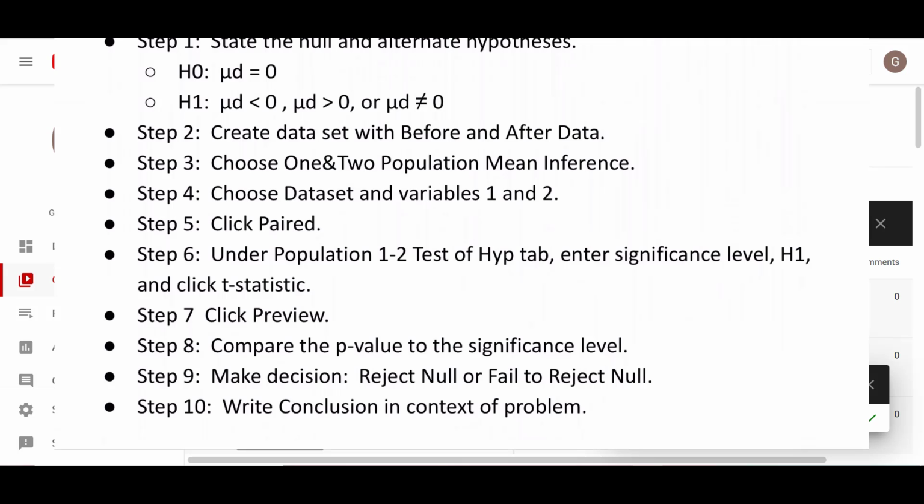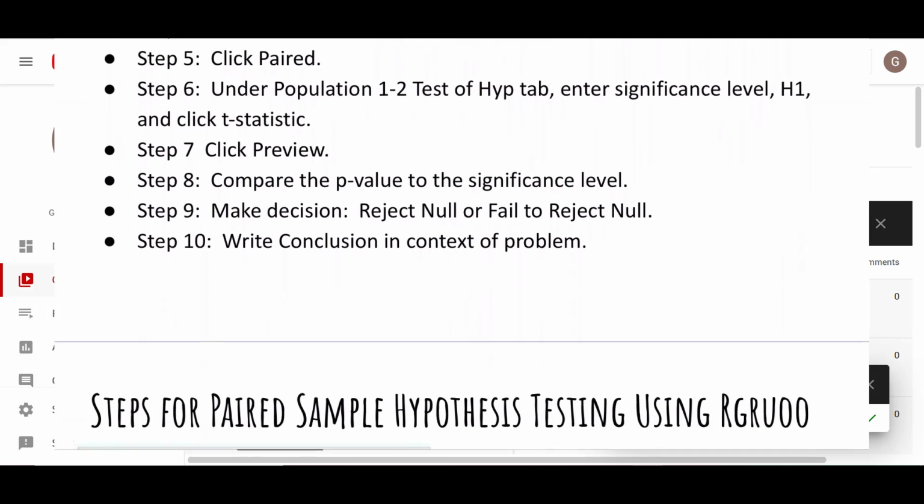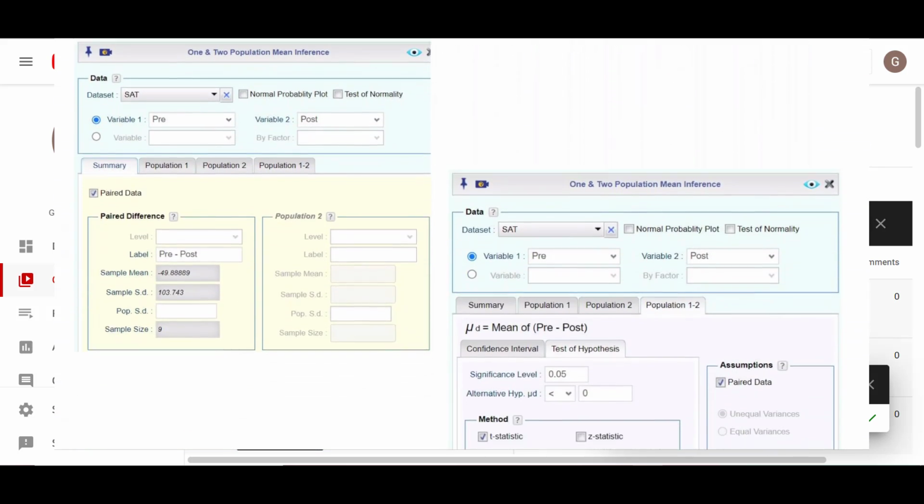So lots and lots of similarities to all the hypothesis testing we've done in the past. A few differences. The way we write the null and the alternate, it's still the same. Equality for H0, inequality for H1, but some of the mechanics of it looks a little bit different. And then the other thing is just making sure you type in that data set and save it into Rguroo first. Let me show you what the boxes look like.